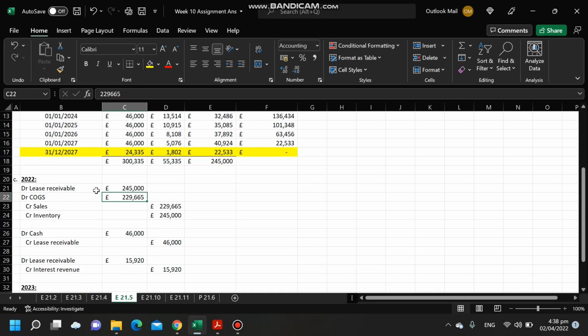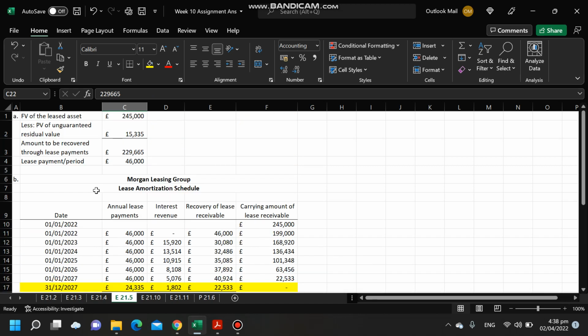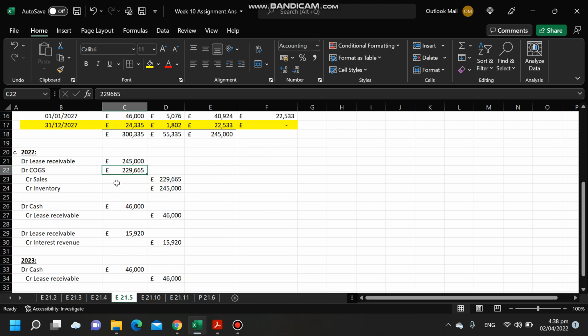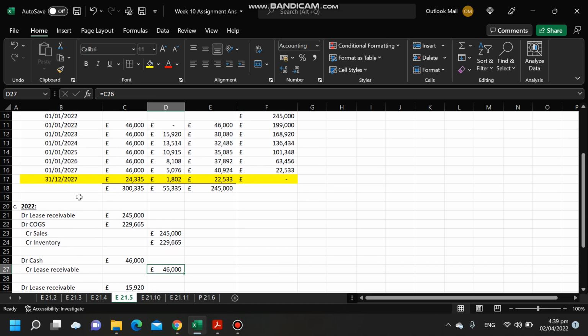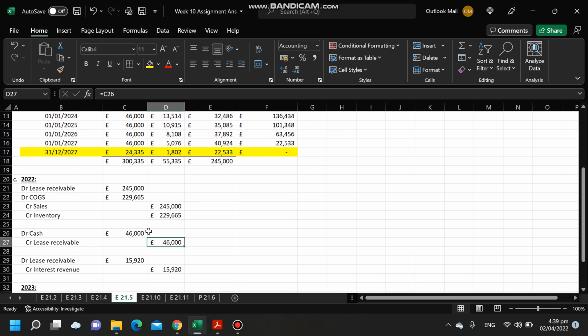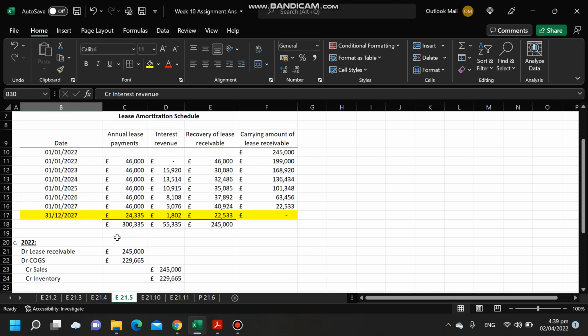229,665. So actually that is the present value of the amount to be recovered. So the sales should be 245,000, and then the inventory is 229,665. And then we will directly receive the rental payment. So debit cash, credit lease receivable 46,000. Because the payment is on the first of the new year, we must record the interest revenue first before the payment.